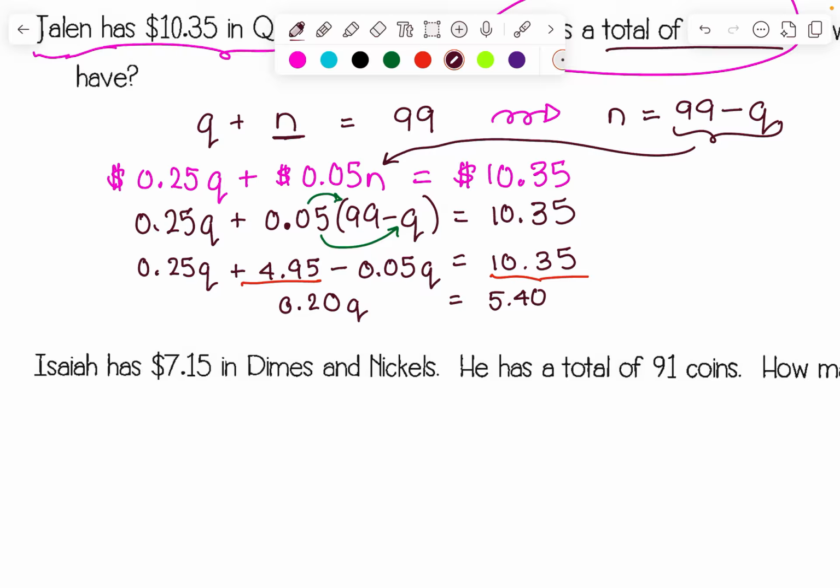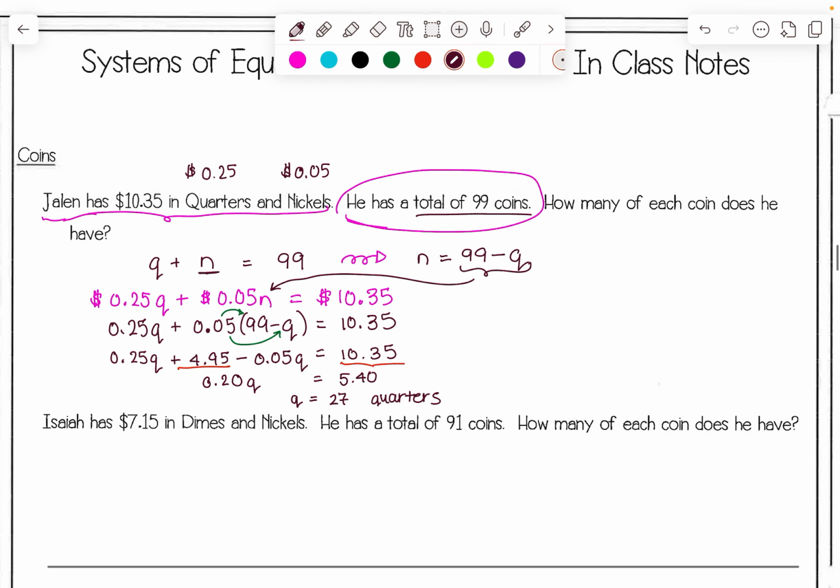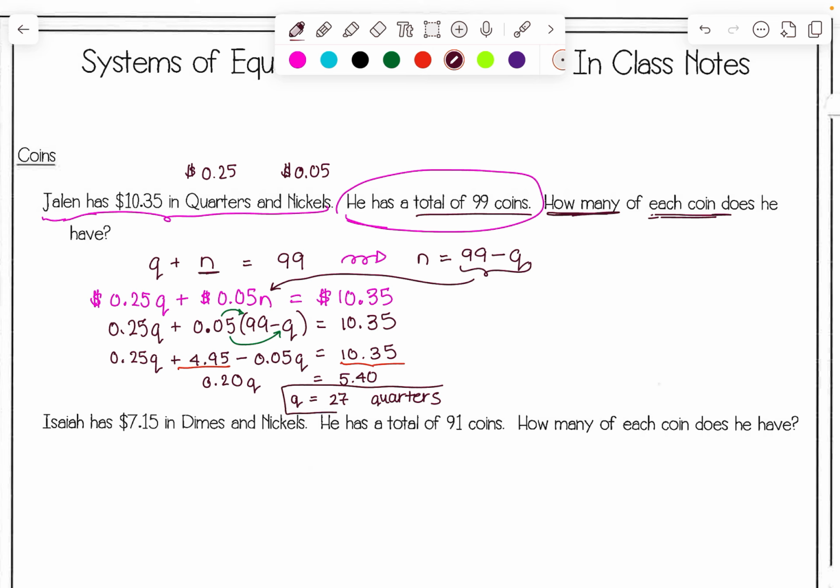Now, to solve for q, simply divide both sides by 20 cents, and quarters is equal to 27. So 27 quarters, that answers part of our question of how many of each coin. How many of each coin does he have? He has 27 quarters. So if he's got 27 quarters, folks, we can take that, plug it into here, and determine how many nickels he has, or just plug it into here.